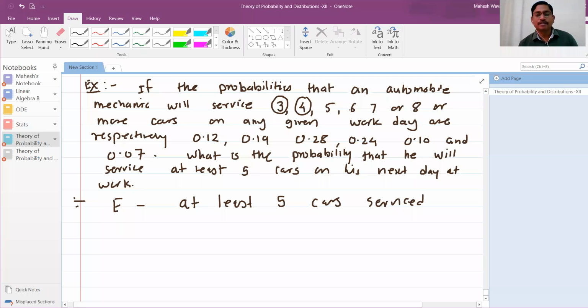So 5, 6, 7, 8. How can one calculate? What is the total of these all?